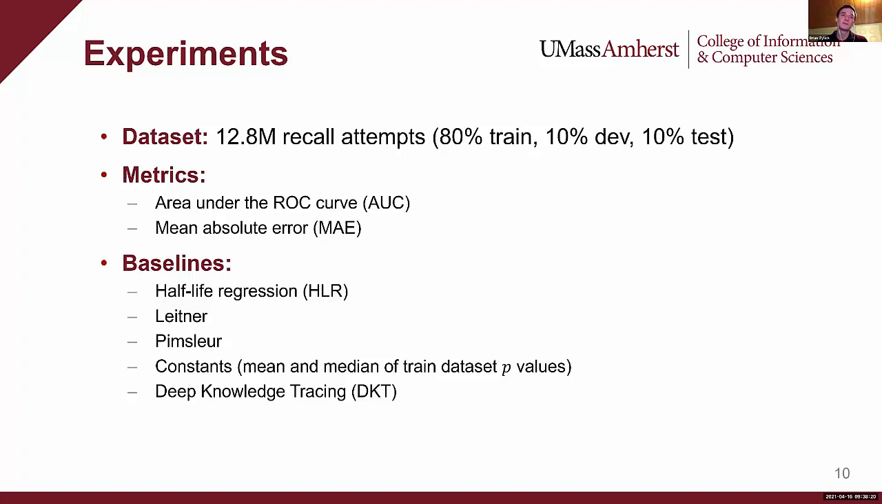And then the baselines that we use are half-life regression, Leitner, Pimsleur, and also 2 constants, which are the mean and the median of the trained dataset p-values. And then we also use deep knowledge tracing because this is a popular recent skill-based model.